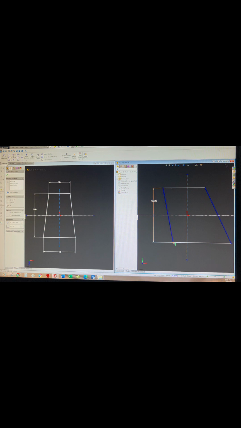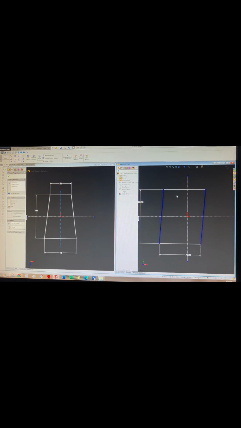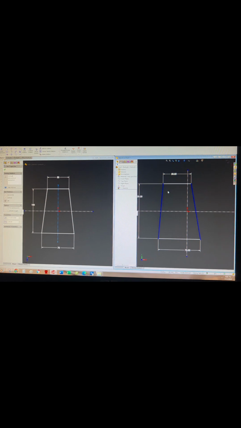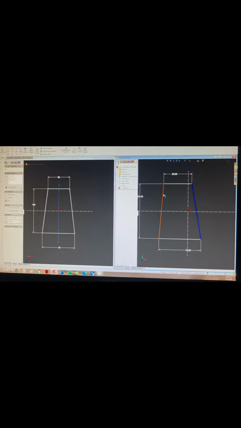Now I will start adding some dimensions. I will control my base length with a dimension of 75 millimeters, same as the trapezoid on the left. I will control my top line length with a dimension of 50 millimeters. Now I will take the two angled lines and make them symmetric about the y-axis.